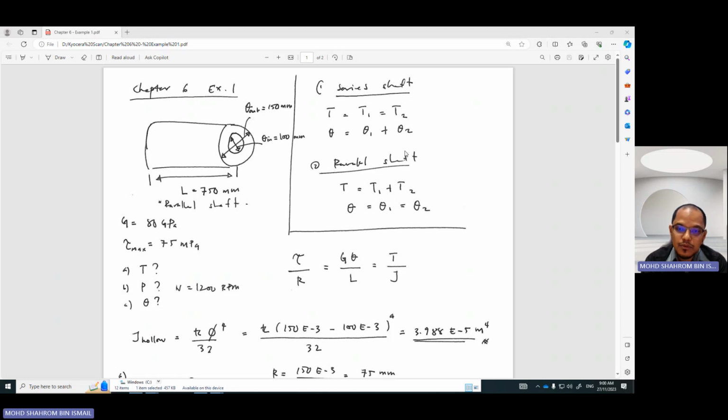So for today, it's going to be the last chapter of the entire syllabus. This is chapter 6, where we're going to study the shaft, more or less a shaft that is subjected to a torsion kind of load.